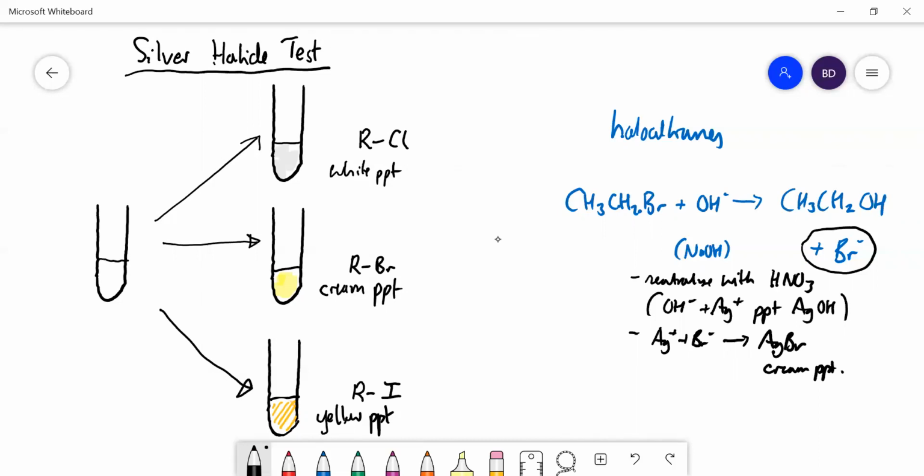So what you do is put your haloalkane in there with sodium hydroxide. And then first of all, you need to add nitric acid to neutralize. And then you need to add silver nitrate. Okay, so that's about all the test tube tests you really need to know for organic chemistry.